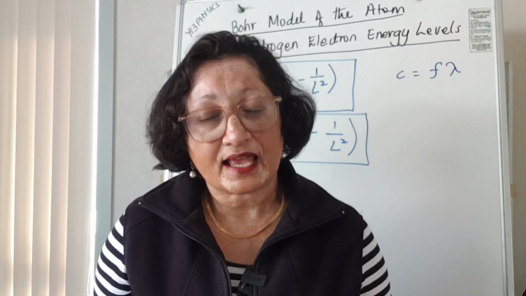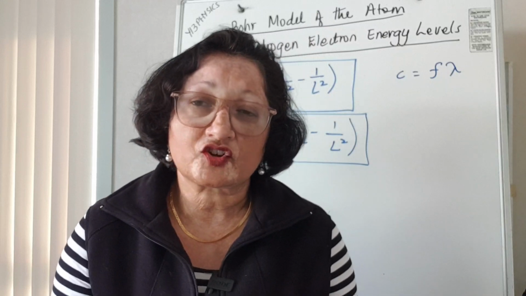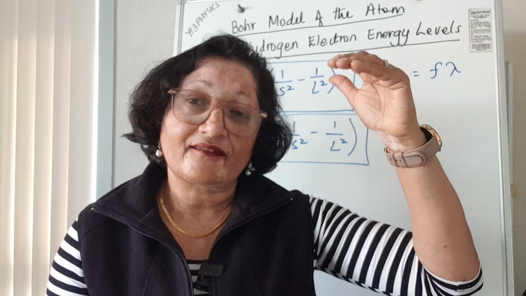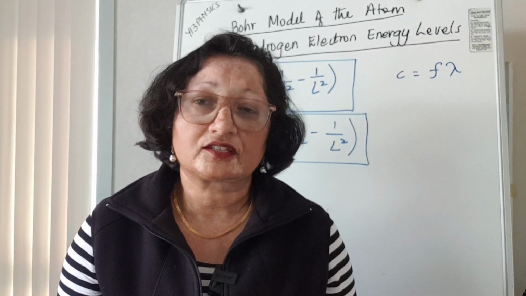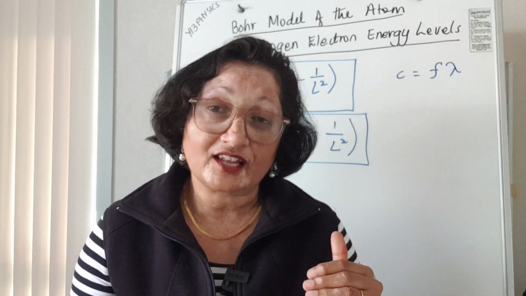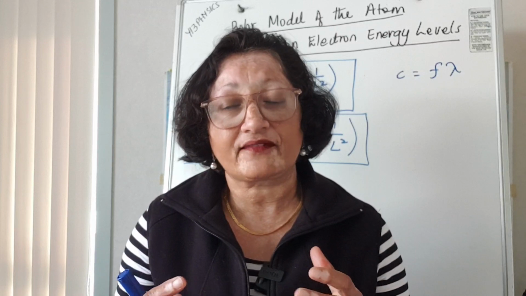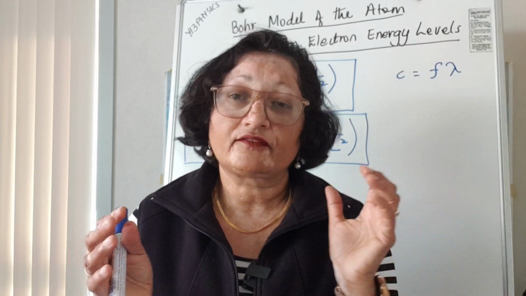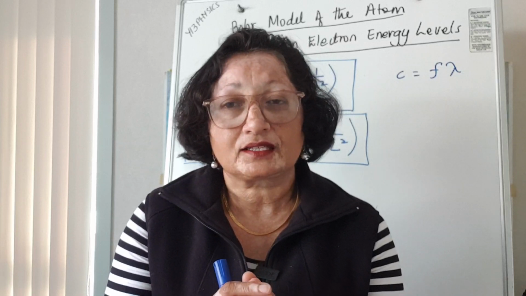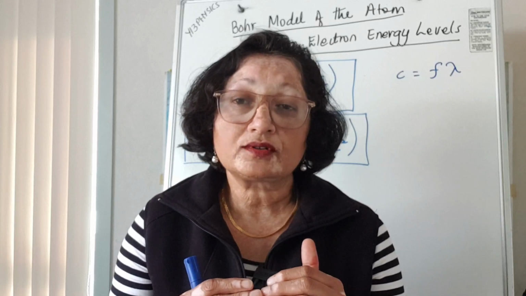So what Bohr said was, yes, you have your central nucleus, but the electrons occupy different energy levels. These are called energy levels or quantum states, and these are discrete. They have definite values. And he called these energy levels, and they are numbered. The energy level closest to the nucleus is the lowest energy level. It is given as n equals 1, and it's also called the ground state.